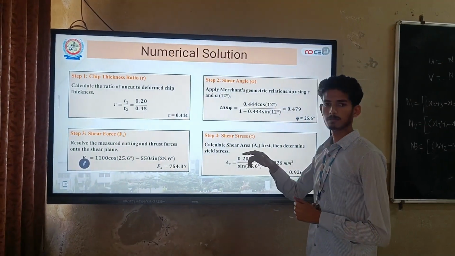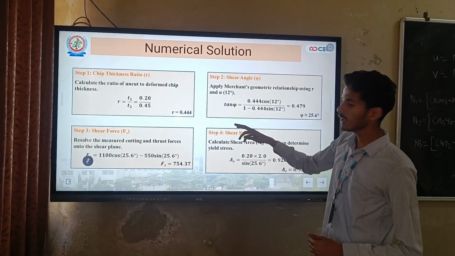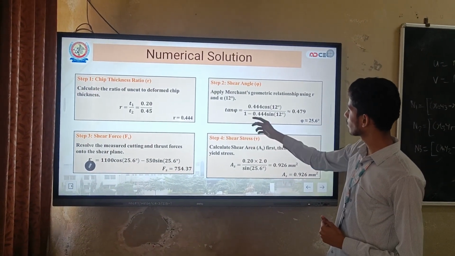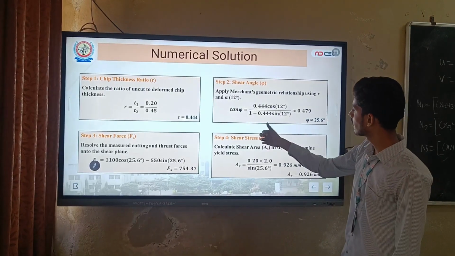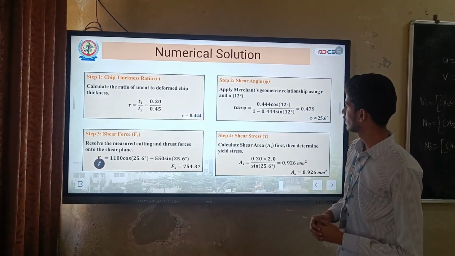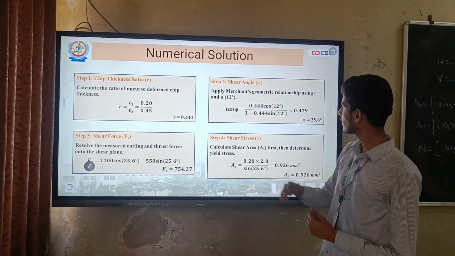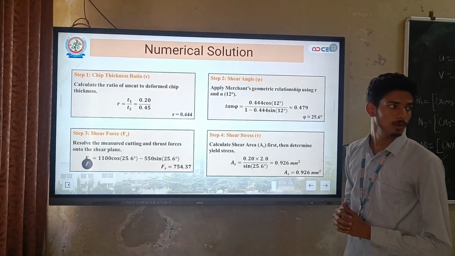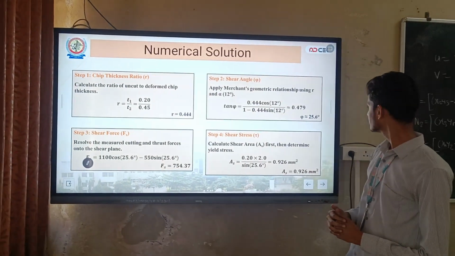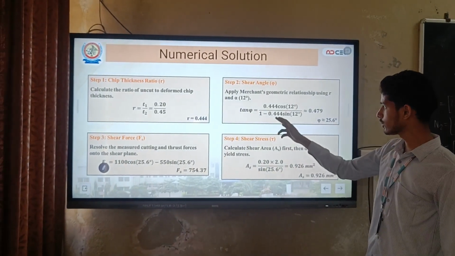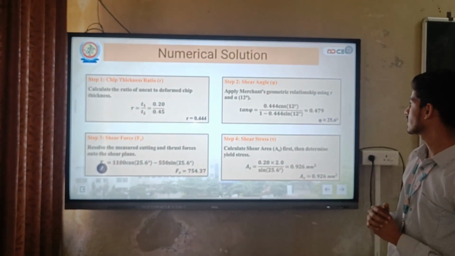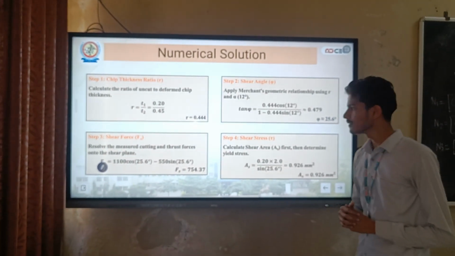For finding the shear angle, we have a formula, and we directly put in the values. Tan phi is equal to 0.444 cos 12 degrees upon 1 minus 0.444 sin 12 degrees. 0.444 is the value of R and 12 degrees is the rake angle. It gives a value of 0.479. When we convert from tan, we get a shear angle of 25.6 degrees.